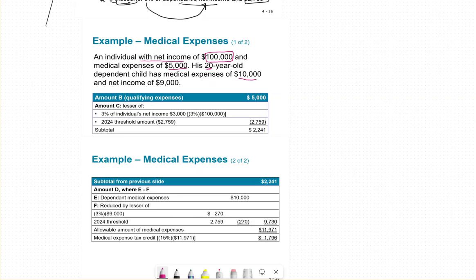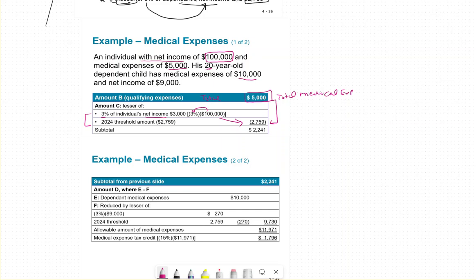First, I'm going to look at how much my total expense is. So this is my total expense, which is your 5,000. Then I look at 3% of my income. In this case, my income is 100,000, and 3% is your 3,000. And I take the lesser of these two. The lesser of these two is 2,759. My total medical expense that we paid was $5,000. So this is the total medical expense that the individual paid. So this minus that, that's the subtotal I get.